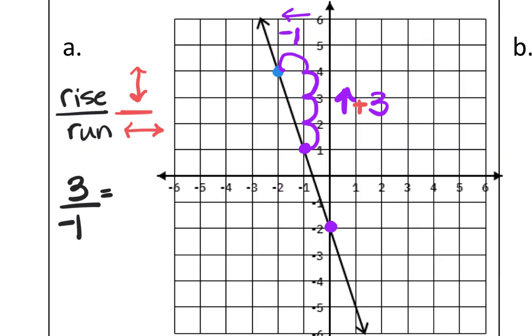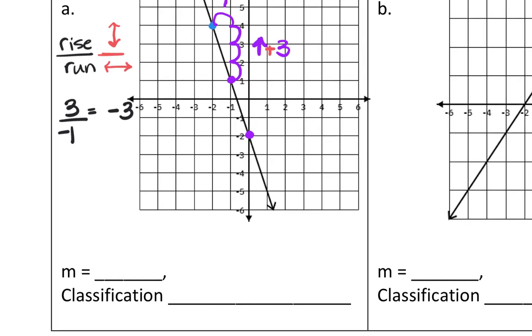All right, and if you enter this in the calculator, it's going to give you negative 3. That's it. So your slope is a negative 3. So that means it's what type of slope? Positive, negative, 0, or undefined? Negative. If it's negative, it's negative. If it's positive, it's positive. All right, so this is a negative slope. All right, so let's look at the next one.